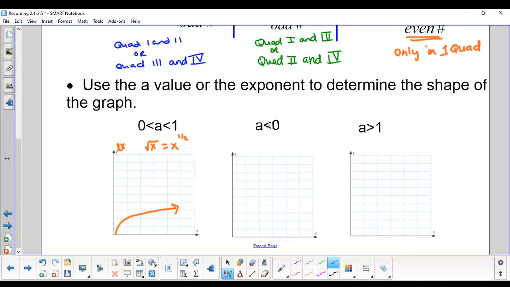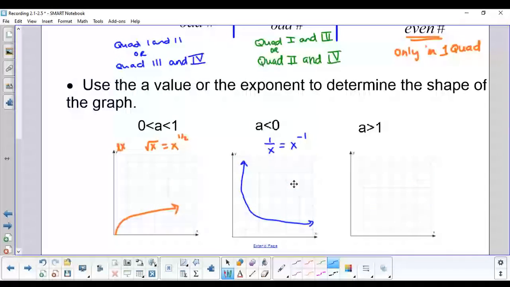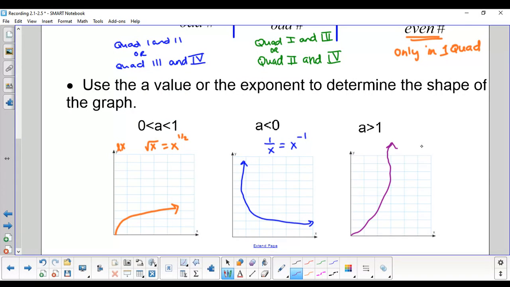Next, if a is less than 0, this is going to be your rational function. So it'll be your curved graph that kind of has those asymptotic behaviors. This would be if you had the 1 over x, which is rewritten as x to the -1. Lastly, if a is greater than 1, you end up going from the origin up and having that kind of curved graph. Again, this would be like x to the 3rd or x to the 4th, any of those where you have that curved shaped graph.